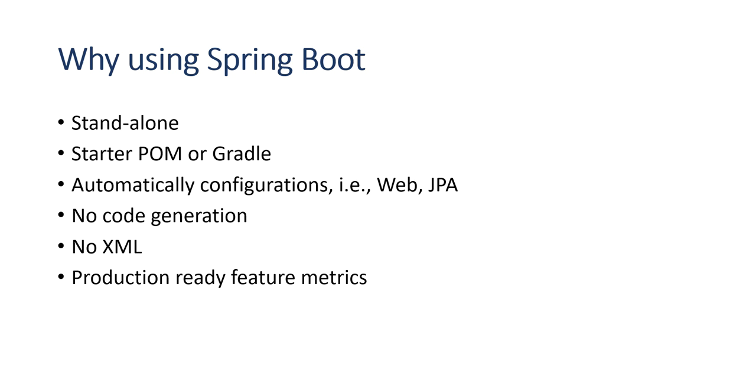No code generation. No XML. You don't need to use any XML file for this Spring Boot application. You just need to focus on your business logic. Production ready feature matrix: Spring Boot comes with built-in APIs like Actuator, using which you can easily check the health of the applications, or you can monitor the application's performance, whether it's up, down, or whether it behaves in the expected way or not.